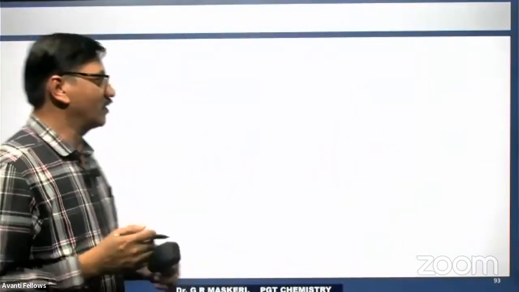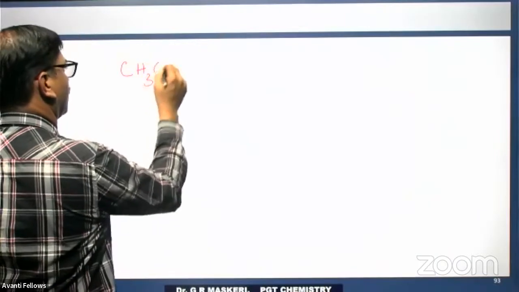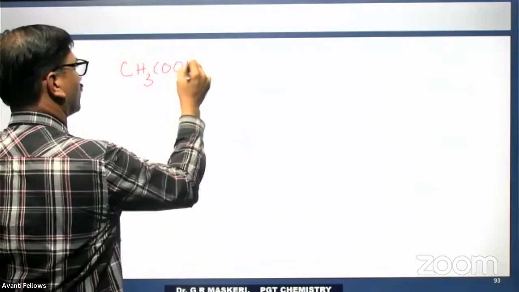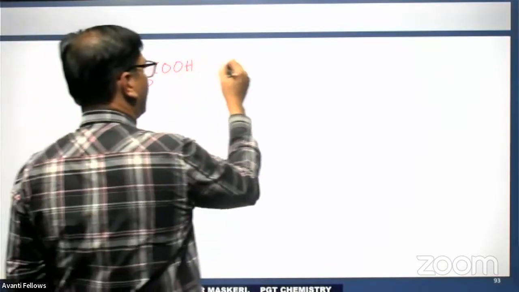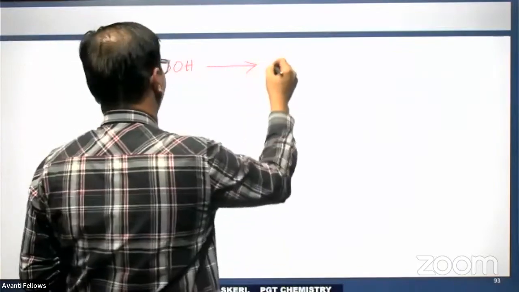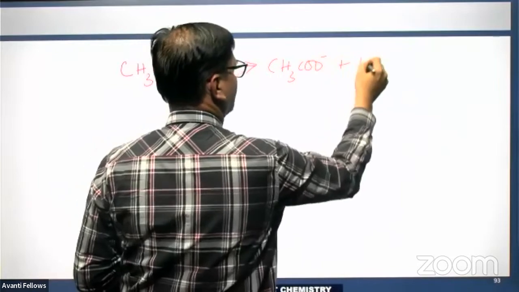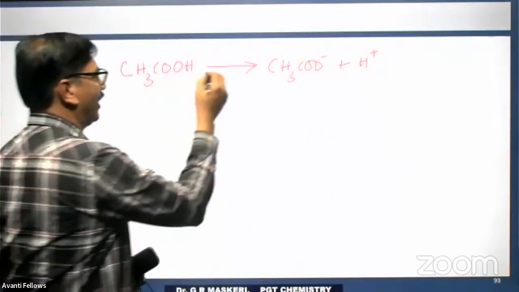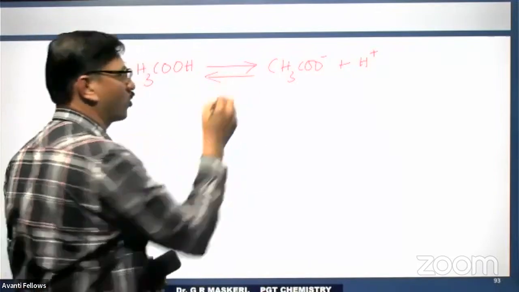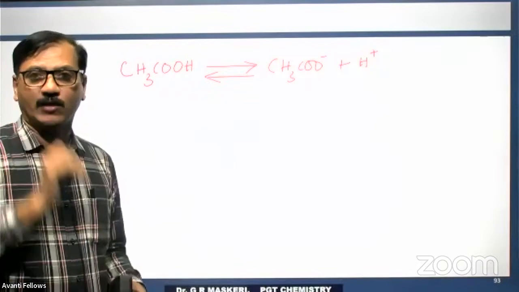Yes. Now, another case of dissociation I will take. Suppose there is acetic acid. You know that this is a weak acid, right? It doesn't undergo complete ionization. It dissociates into CH3COO- and H+, but it won't undergo complete dissociation, not 100% dissociation. It is a weak electrolyte.